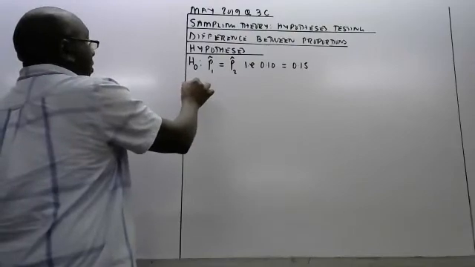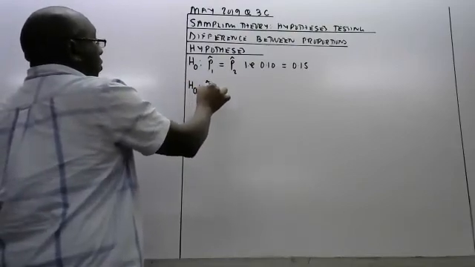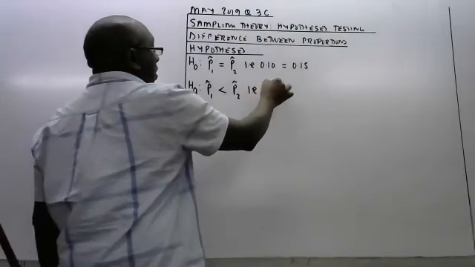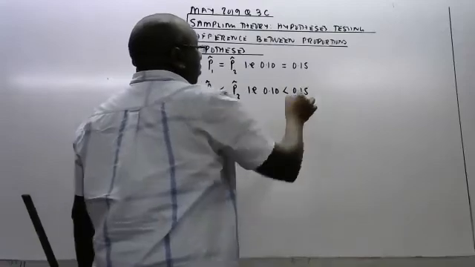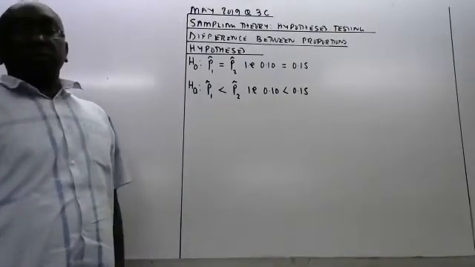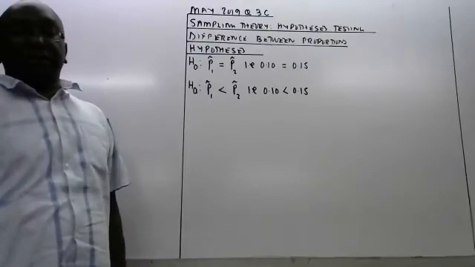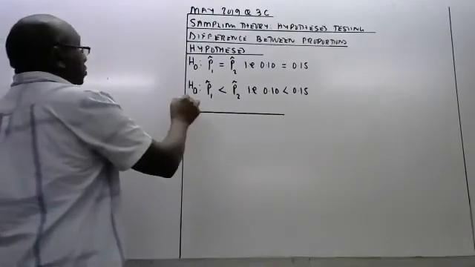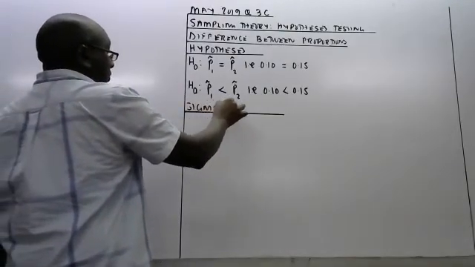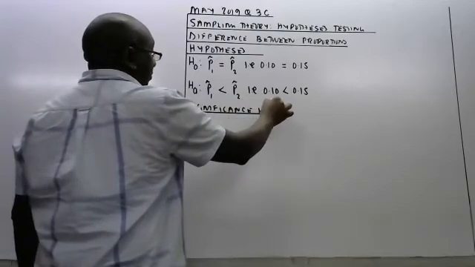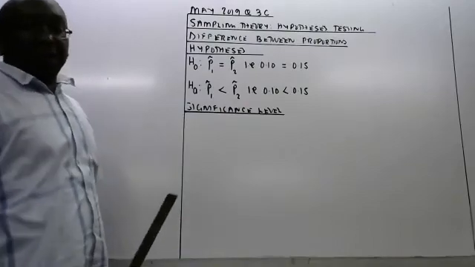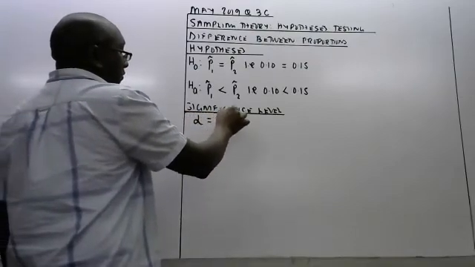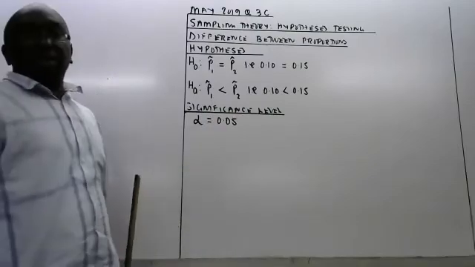The alternative hypothesis is that sample proportion 1 is less than sample proportion 2. That is, 0.10 is less than 0.15. Now, from there, the next thing that we need to do is bring the significance level. The examiner has already suggested to us that we should use alpha as 0.05.